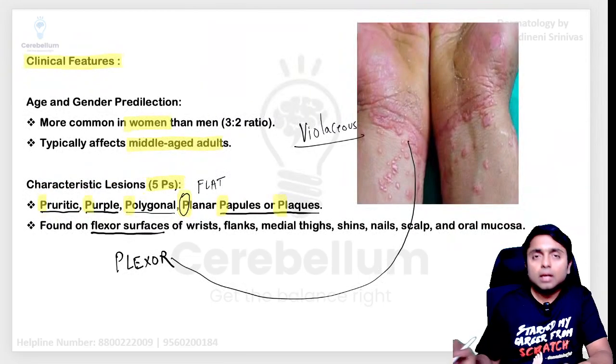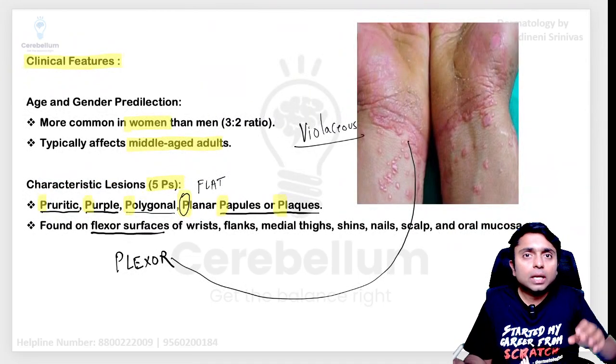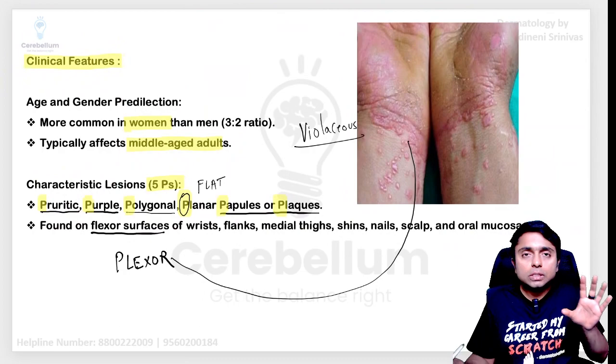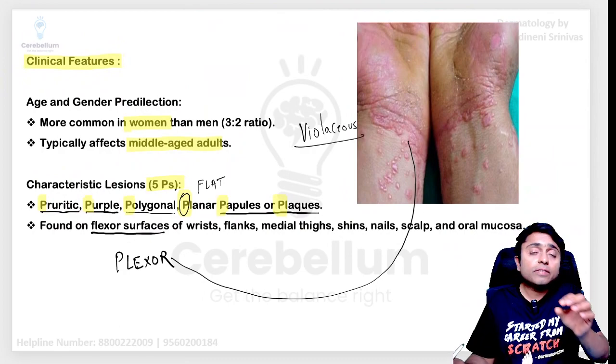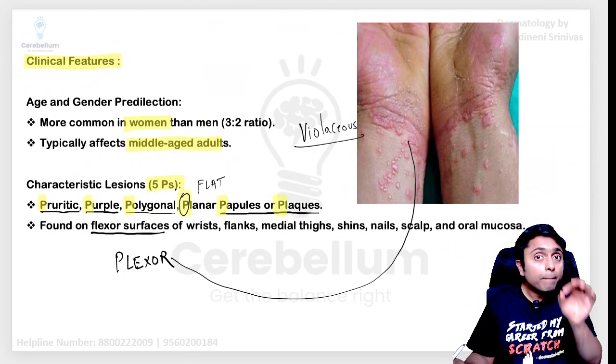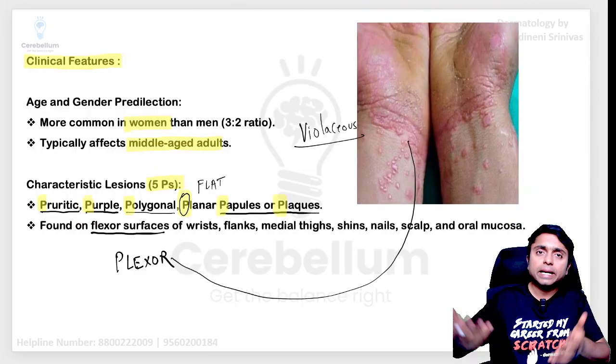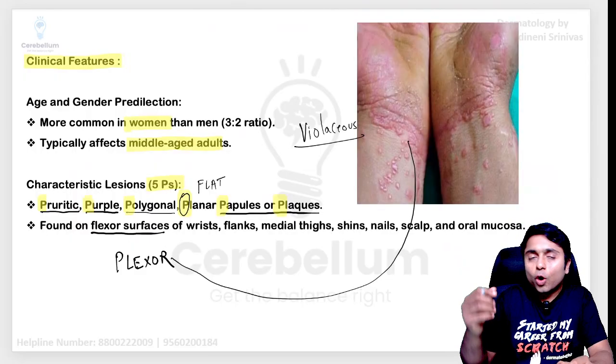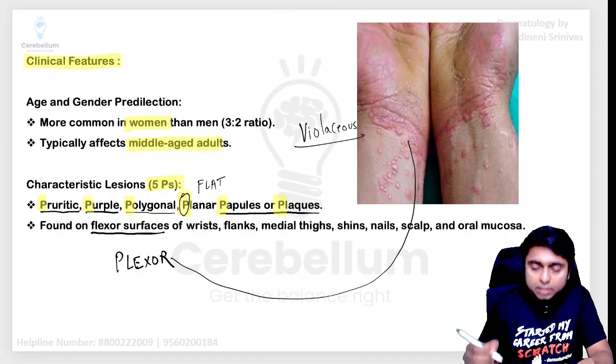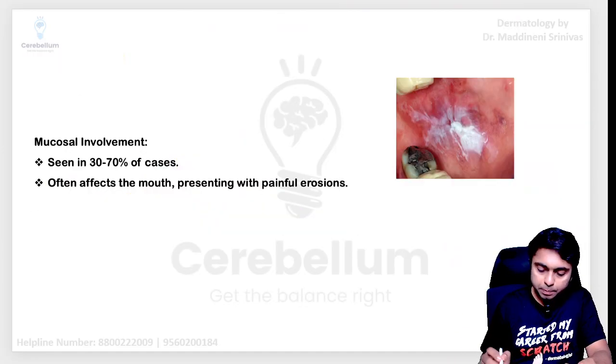So we have seen pruritic, polygonal, flat-top papules and plaques, and along with that we have also seen there is going to be pigmentation. Another P, the site is plexus. So there are not just 5 P's, there are so many P's which you can remember in the lichen planus.